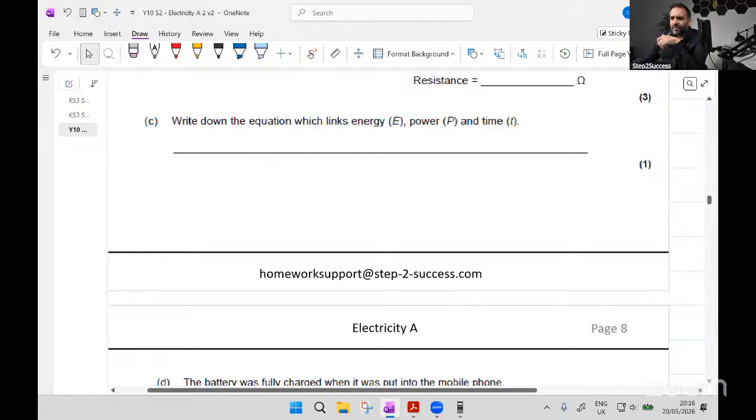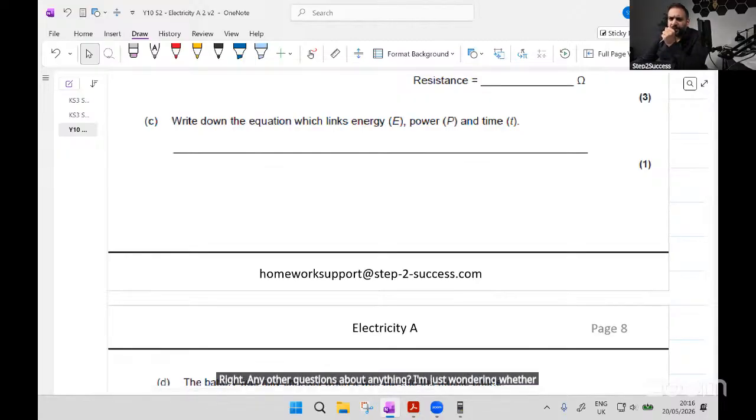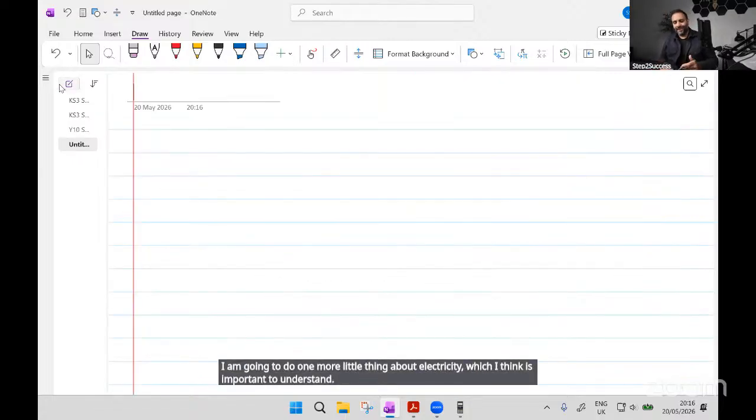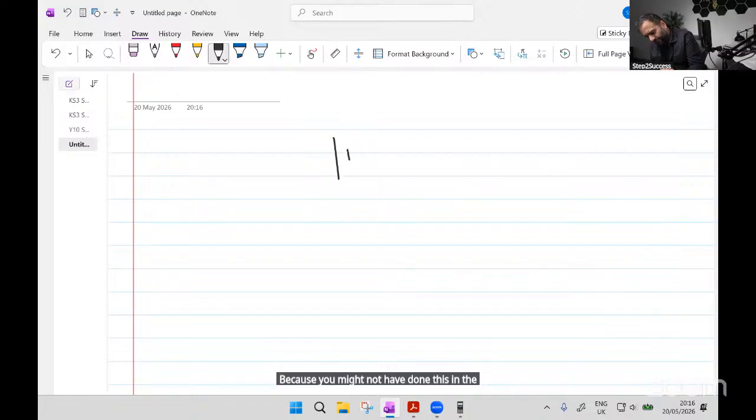Right. Any other questions about anything? I'm just wondering whether we need to do too much more. I am going to do one more little thing about electricity, which I think is important to understand, because you might not have done this in the lesson that you had.